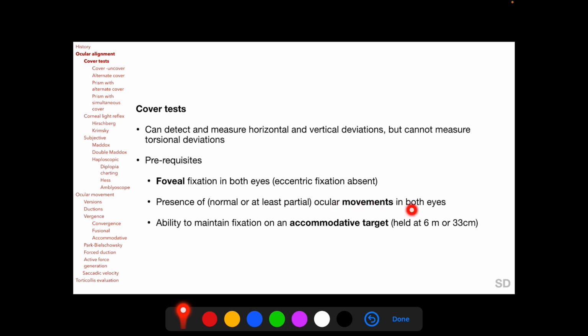Ocular movements must be present in both the eyes, which should be normal or at least partial, so cover tests are not possible when there is complete loss of movement of either one eye or both the eyes, as seen with total paresis or total restriction. And the patient must have an ability to maintain fixation on an accommodative target. So cover test will not be possible in a very young patient who is not able to fixate on the target, and is also not possible when one or both the eyes have very poor vision. So these three prerequisites of cover tests are important to remember.